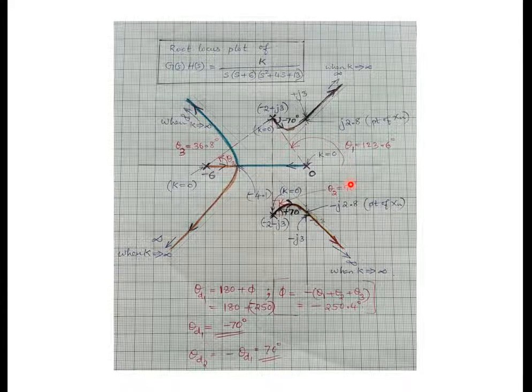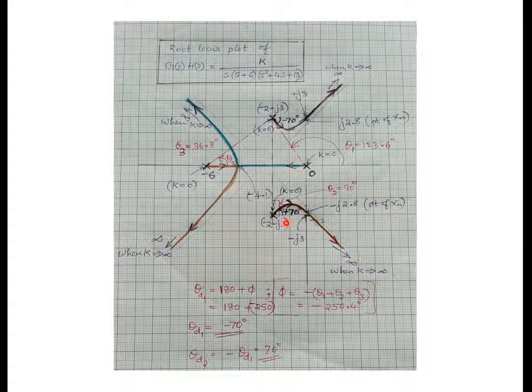If you want, you can use a protractor, otherwise you can find it like this: this is 90 degrees and you have to add this angle. This angle is tan inverse of opposite side by adjacent side. The opposite side is 2, divided by the adjacent side, which is 3. So tan inverse 2 by 3 is almost 33.6. Here you already have 90, so 90 plus 33.6 is 123.6. This angle is theta 1.